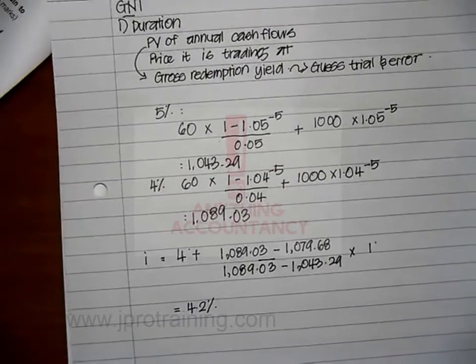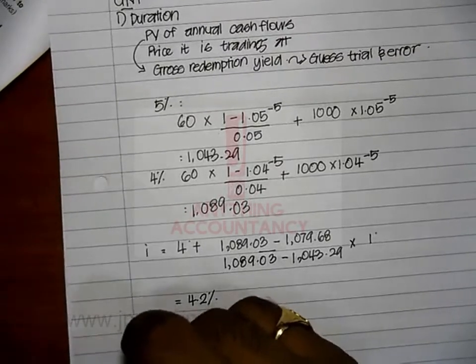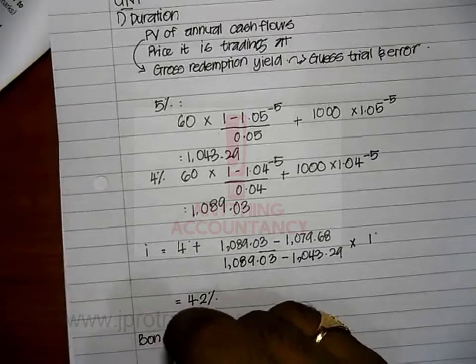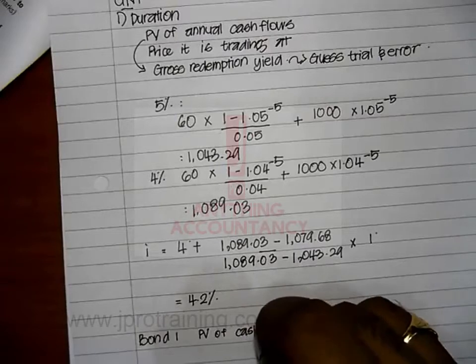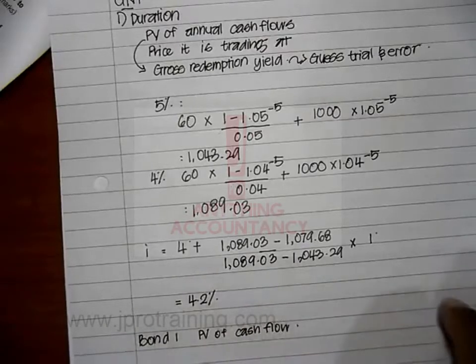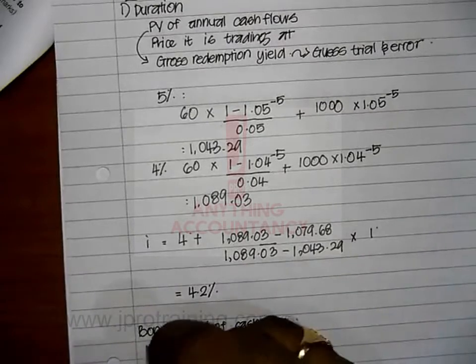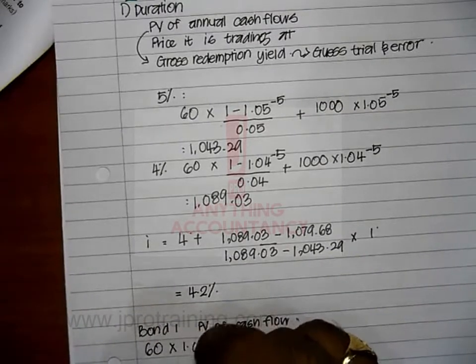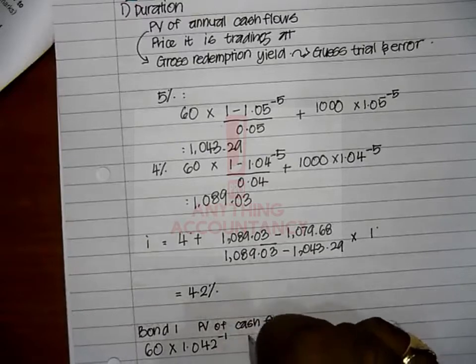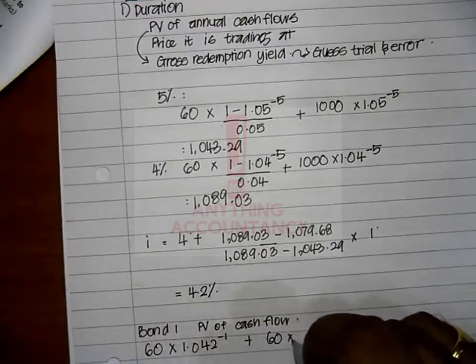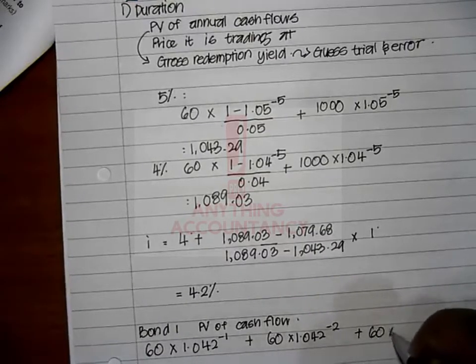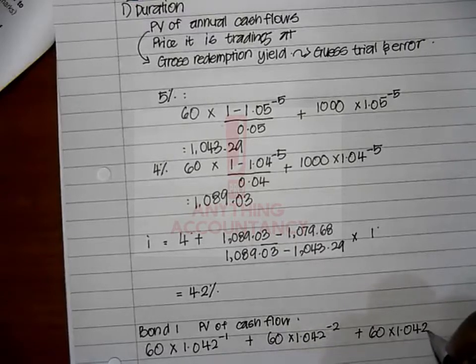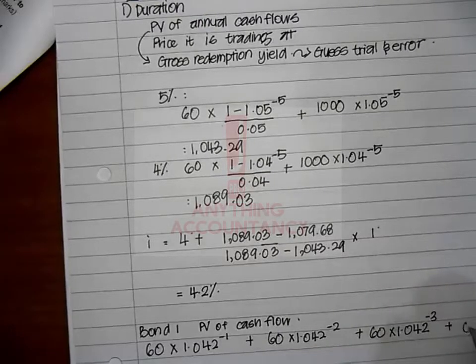So once you got the gross redemption yield for this question, then you can do bond 1 valuation. So now you have the bond 1 valuation. And you'll be wondering, why am I not using an annuity for this? But there's a reason for this.